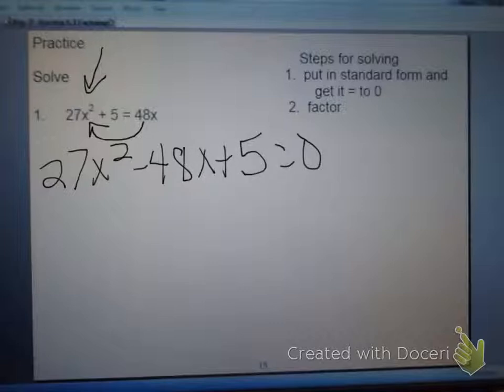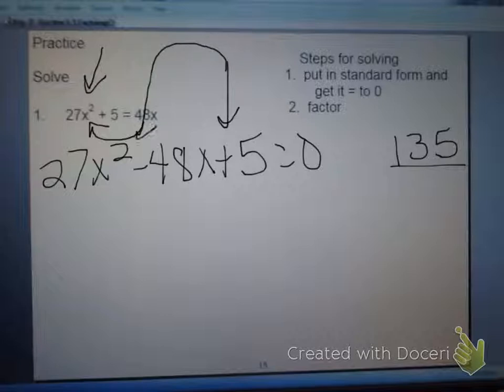Now I'm going to factor. I can factor by doing the AC method or the guess and check. I'm going to go ahead and do the AC method just for practice. So we want to multiply 27 times 5, and you get 135. Now, because the last sign is positive, that means they are both going to be whatever the first sign is. They're both going to be negative. So we need to find factors of 135 that add to get 48.